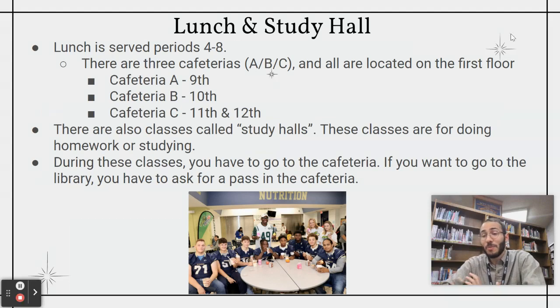Okay, next thing, we're going to talk about lunch and study halls. So lunch is served periods 4 through 8 in the school day, and there are 3 cafeterias in our school, A, B, and C. And all of those cafeterias are located on the first floor. So cafeteria A is for ninth graders, cafeteria B is for 10th graders, and cafeteria C is for 11th and 12th graders.